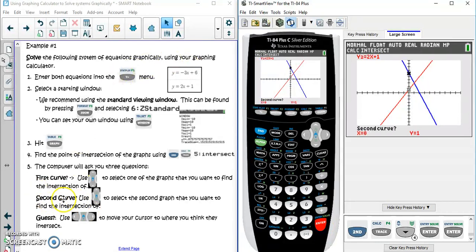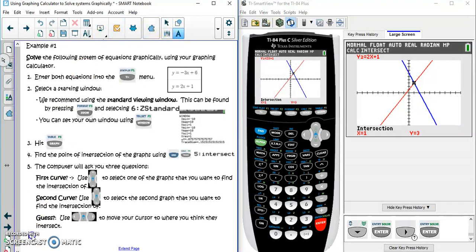Then the second curve will come up saying, what's the other line you want to find the intersection of? So the other line is the red. Mine automatically jumped to red. If it doesn't jump to red, I can use the up and down button to change what line I'm on. I don't want to select the blue line again. The second line I want to find the intersection of is the red one. The last question is, where do you think they touch? So what is your guess? I'd move my cursor, this time using left and right, to go as close as I can to that point of intersection. And then I have to hit enter.